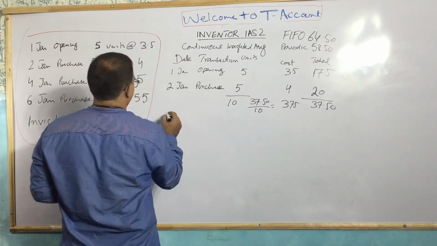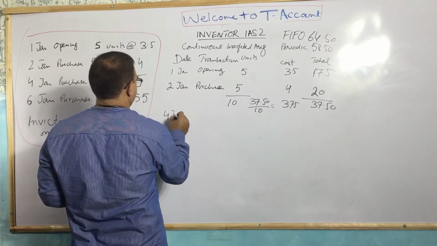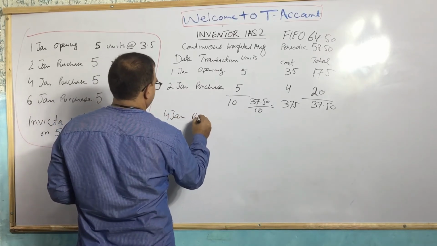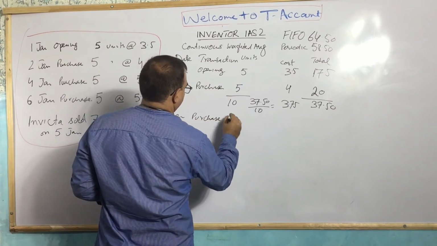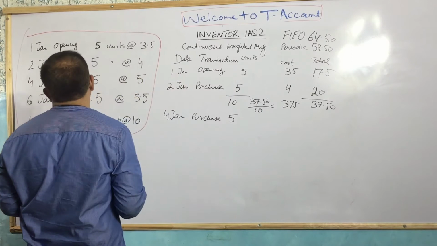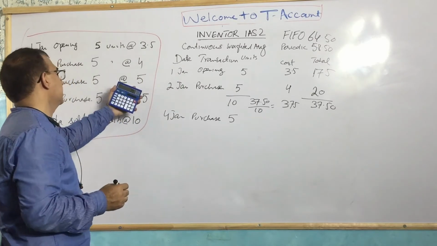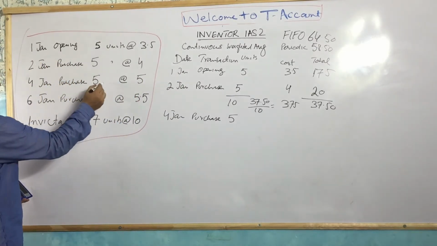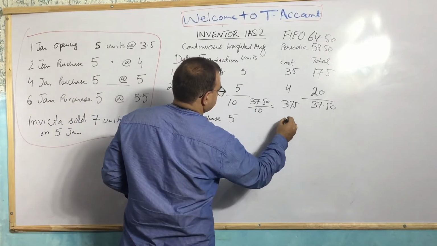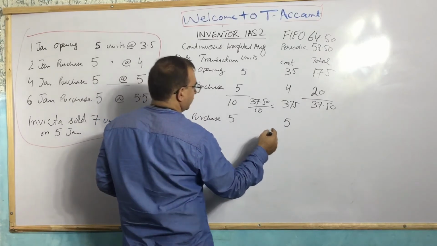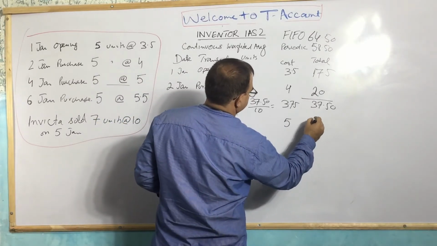Now what happened on 4th January? 4th Jan, purchase, 5 units at what rate? 4th January, what rate? $5. 5 into 5, 25.